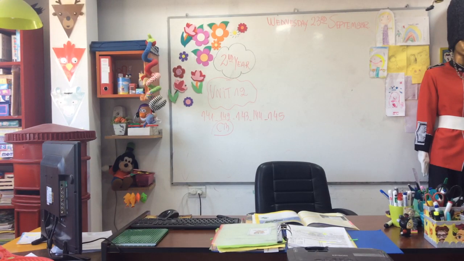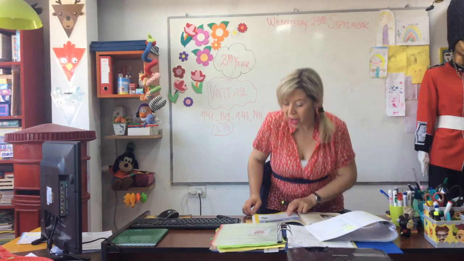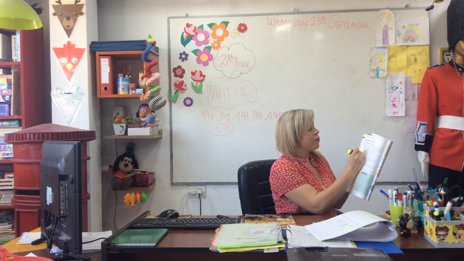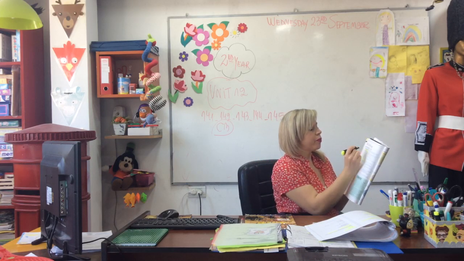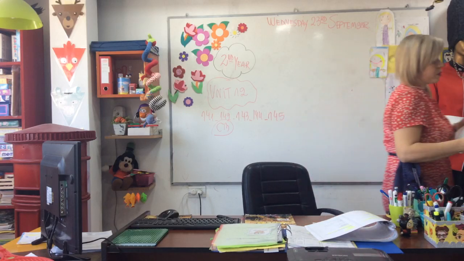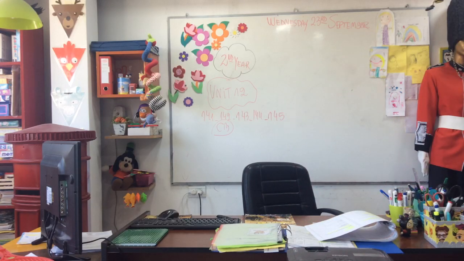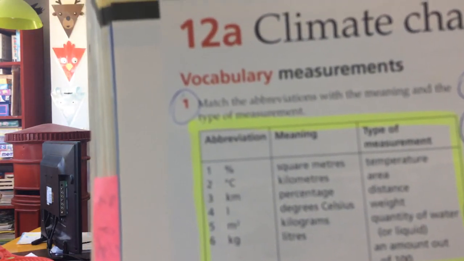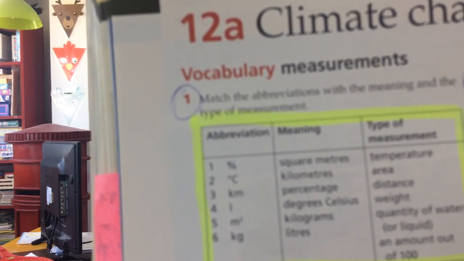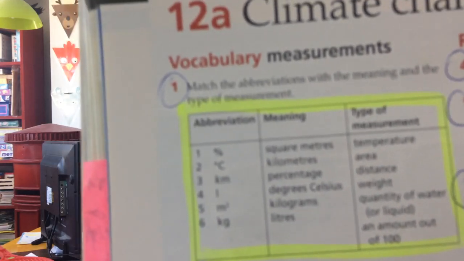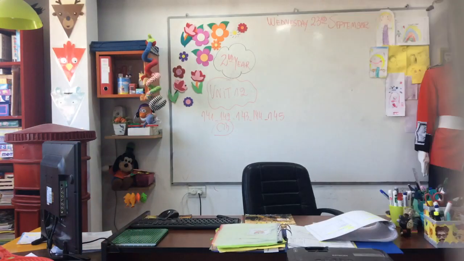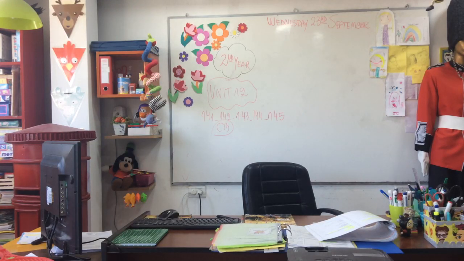Okay, well, so shall we go to page 142? Yes, highlight the vocabulary there. Measures. I want you to highlight it. Percent, kilometers, degrees Celsius, kilograms, liters. Okay. So we are going to highlight the word building too.